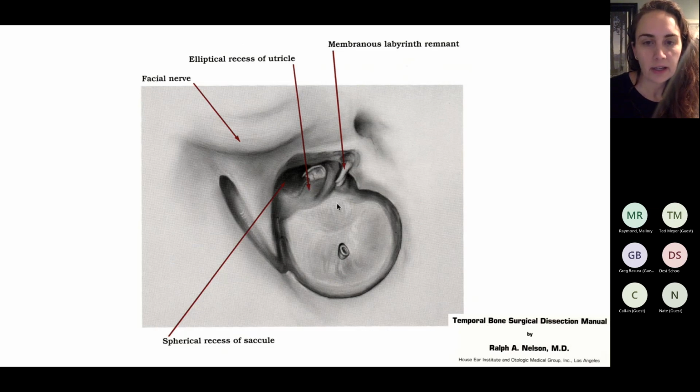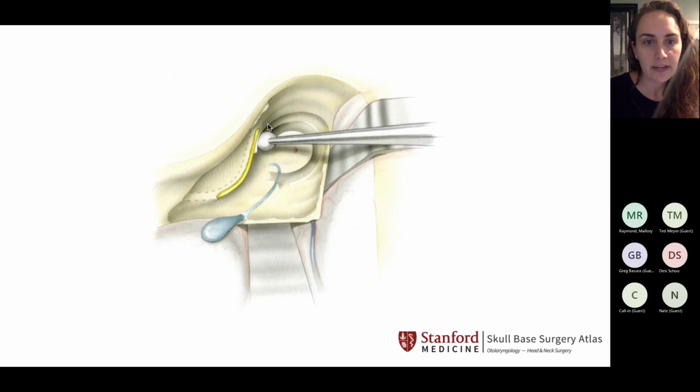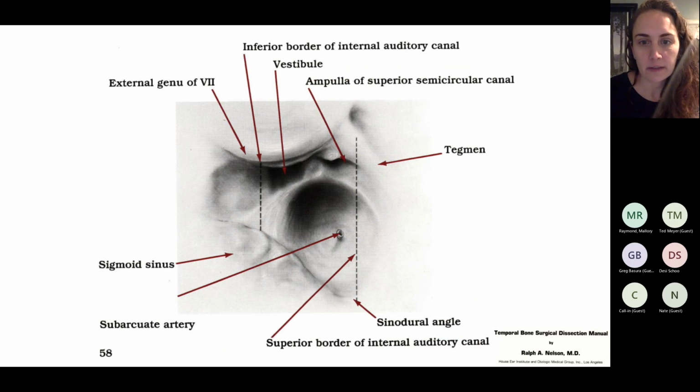Taking out our vestibular neuroepithelium as we go. And then again, kind of identifying facial. I usually don't expose it like this, but you do want to know where it is, and you want to be able to make it clear to the neurosurgeons where that facial nerve is as well.